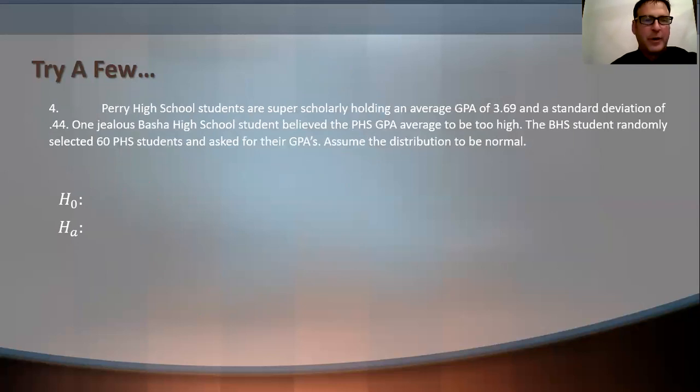We'll read it first. It says Perry High School students are super scholarly, holding an average GPA of 3.69 and a standard deviation of 0.44. One jealous Basha High School student believed the GPA average to be too high. The Basha High student randomly selected 60 Perry High School students and asked for their GPAs. Assume the distribution to be normal. So one last time, see if you can figure out whether we're dealing with proportions or averages. And write the null and alternative hypothesis, and describe either P or mu using words. Okay, hit pause. This is the last one. Takes just a couple seconds and we'll be done.